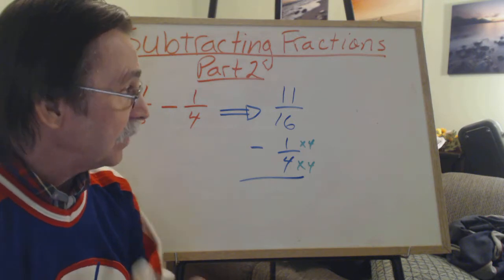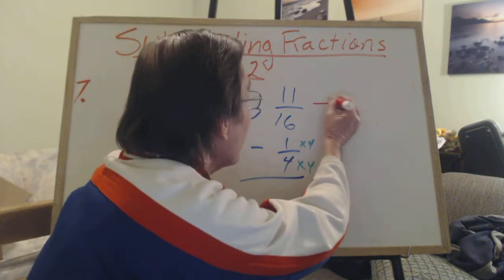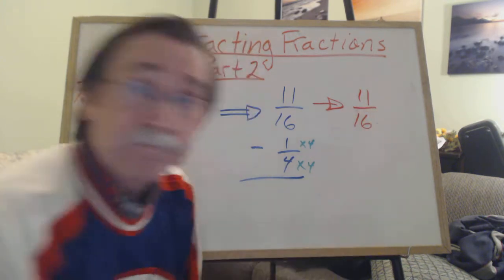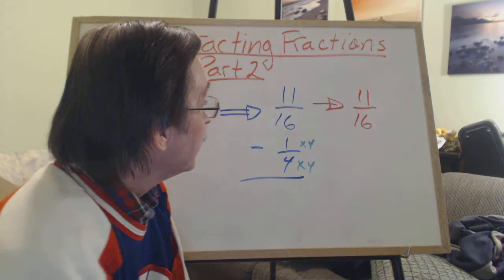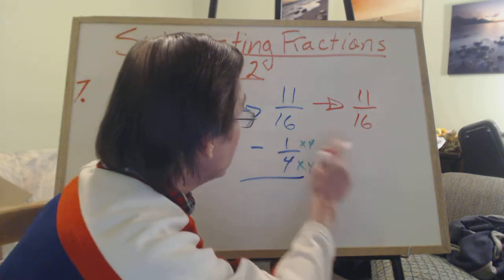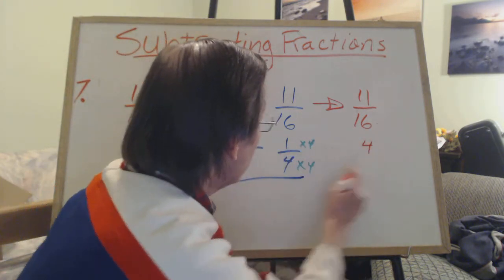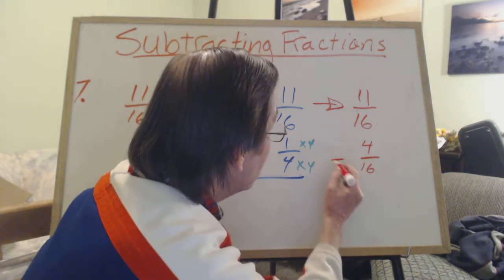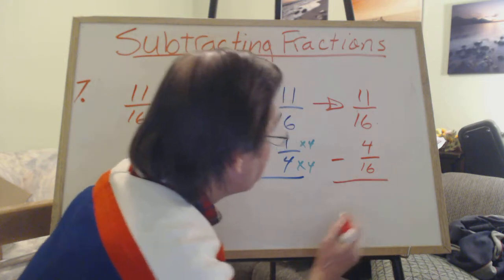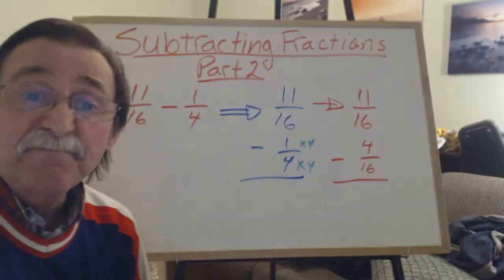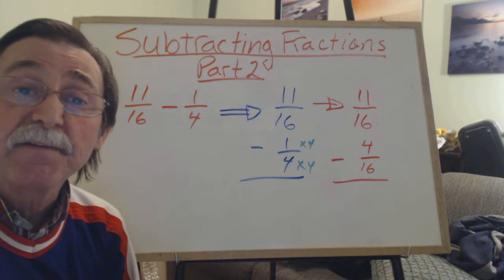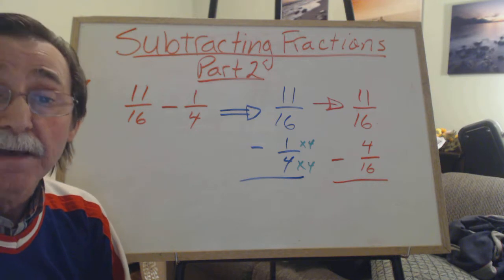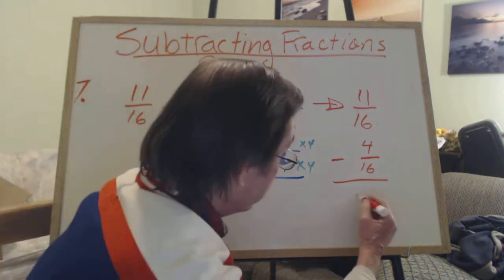Okay, so I'll use red over here. 11/16. And the 1 times 4 is 4, and 4 times 4 is 16. Okay, there's our new question. Our new question says 11/16 minus 4/16, and that's pretty easy. Answer is 7/16.